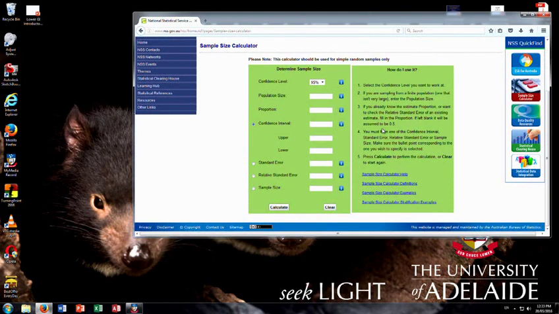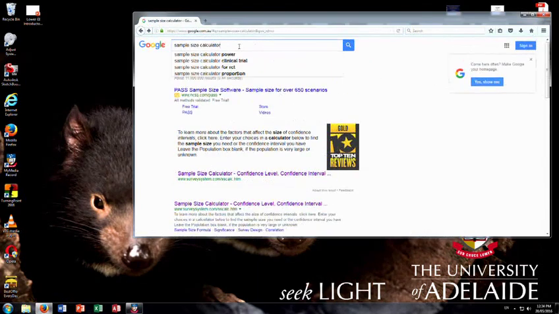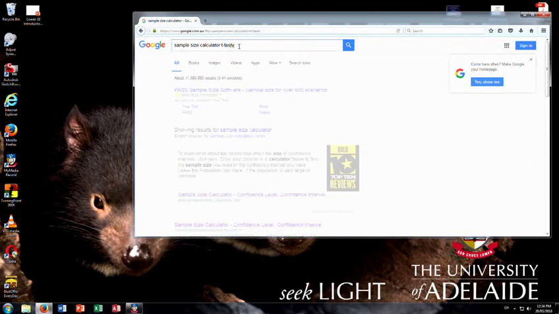Oh, interesting. Simple randoms. This one's only for estimating proportions. My goodness, people. No, SurveyMonkey's no good because that's proportions, isn't it? All right, just a second. Sample size calculator, t-test. T-testy.